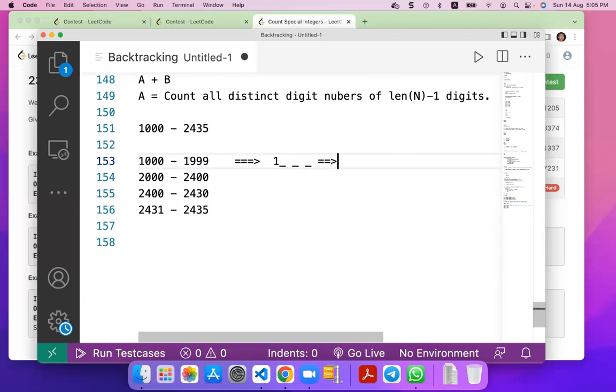Now we can use our previous computation. How many ways are there to fill this place? 9 ways. Okay, great. How many ways are there to fill this place? 8 ways. How many ways are there to fill the third place? 7 ways. Okay, so this gave you the first range answer. Let's go to the second one.